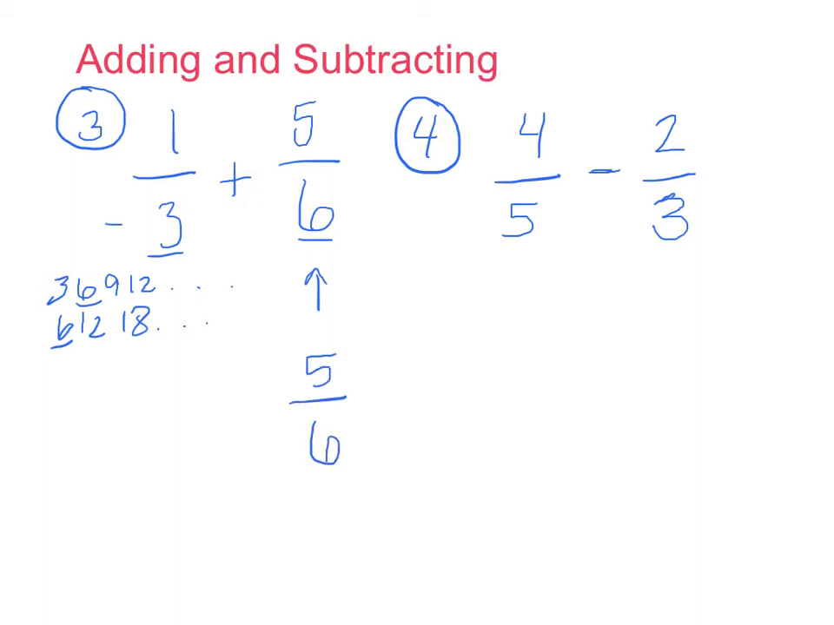Now we need to make this 3 into a 6. So we need to times by 2. But to be able to do that, we also have to times the top by 2. So on top, 1 times 2 is 2, and then 3 times 2 is 6. So 1/3 is the same thing as 2/6. We're still adding, and now that we have a common denominator, we can go ahead and add. So 2 plus 5 is 7/6. You can ask yourself, does anything go into 7 and 6? No, so that's our answer.